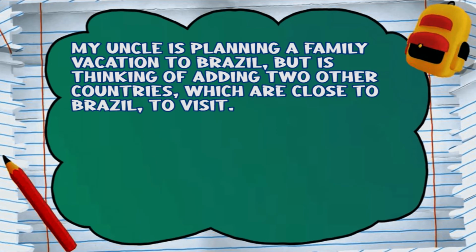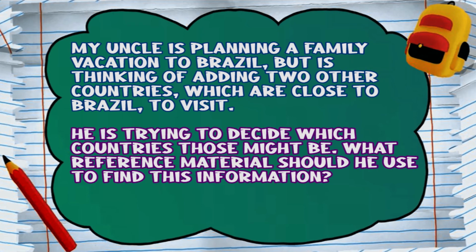My uncle is planning a family vacation to Brazil, but he's thinking of adding two other countries which are close to Brazil to visit. He is trying to decide which countries those might be. What reference material should he use to find this information? The atlas. Of course, he will use the atlas to see where Brazil is, and he could also find neighboring countries. You're doing a great job so far.